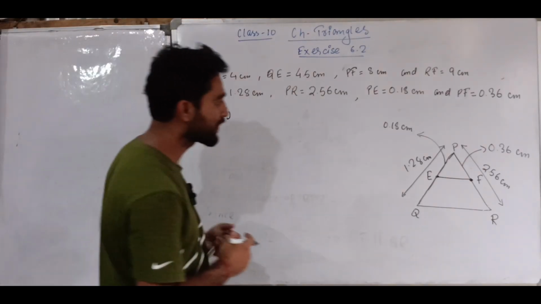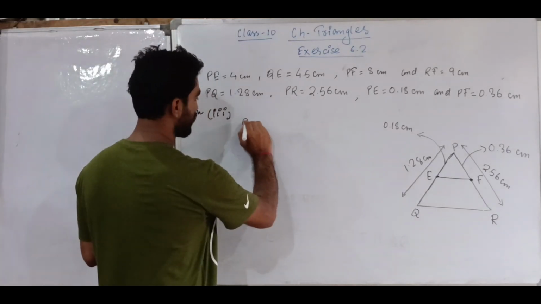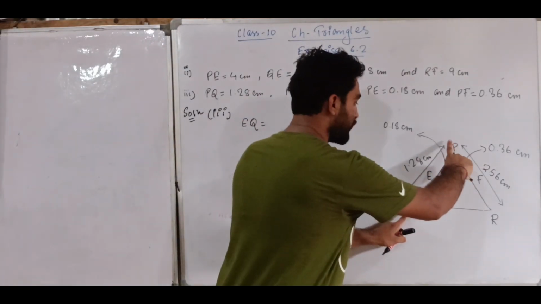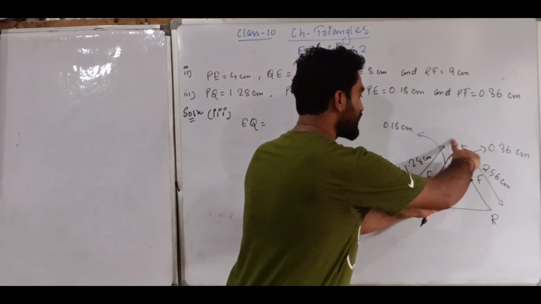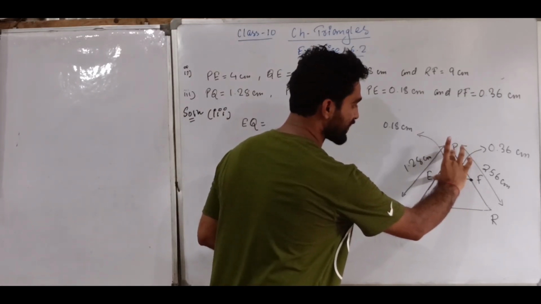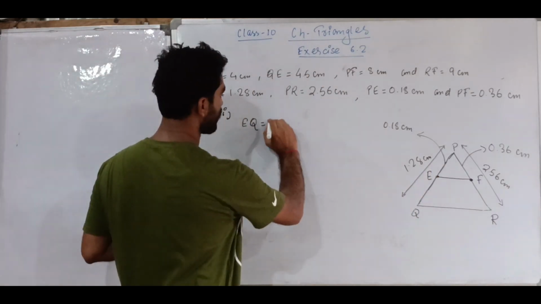See how can we solve? If we want to calculate the EQ distance, how will we get it? If we do PQ minus PE, means from this distance, if we subtract this distance, we will get this EQ distance. So what can we do?